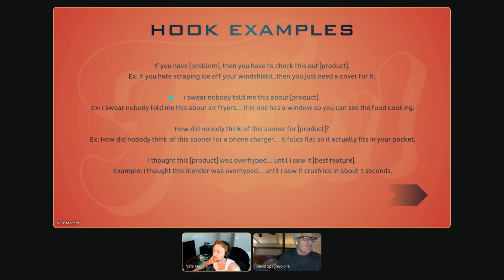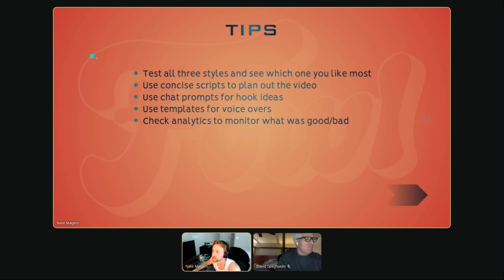Then you got a couple more in here that we threw in. I swear nobody told me about this product. Nobody told me about the fact that air fryers have a window so you can actually see the food cooking. Yeah, these are pretty preliminary, but these are easy go-to hooks that if you don't have anything else, you can go to. So just a few examples there for you. Write them down. Come back and write them down later if you missed it.